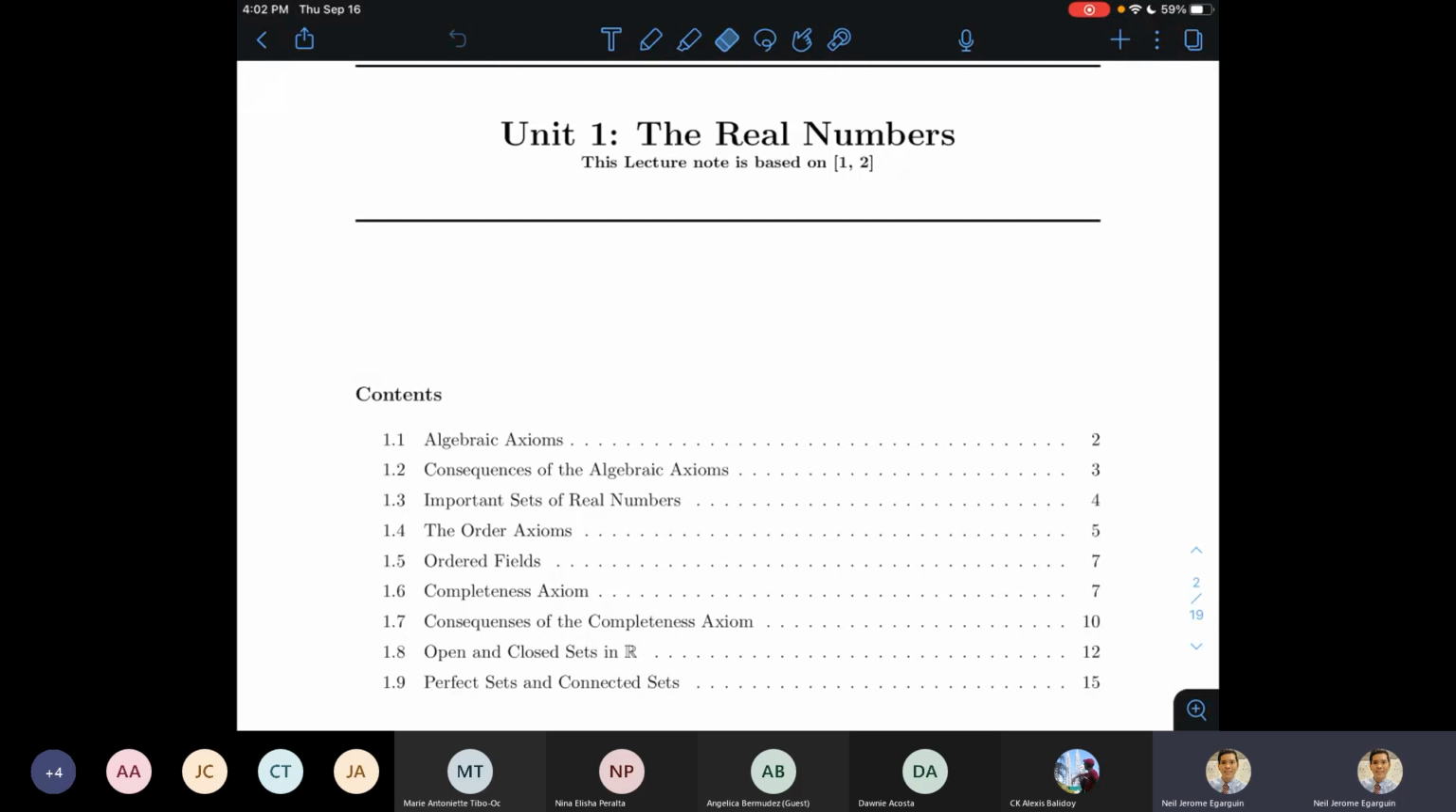For today, we'll start our discussion of the coverage of Math 155. Hopefully you already have a copy of the lecture notes, so you can download the Unit 1 and Unit 2 lecture notes from our Canvas website. So puntahan nyo lang siya sa Canvas.